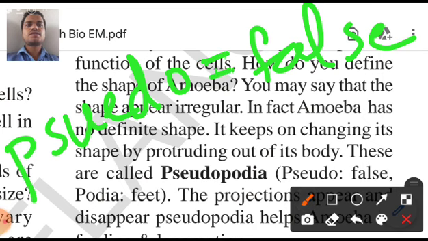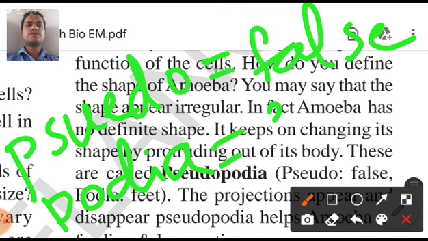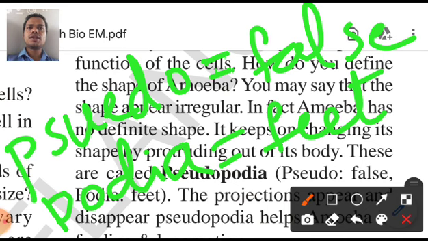Pseudo means false. Podia means feet. Feet means legs. Okay. Now, does it have any real legs? No, there are no real legs. They are duplicate legs or false legs. We should not call it duplicate. We have to call false legs. So, in our science language, we will call these false legs pseudopodia.